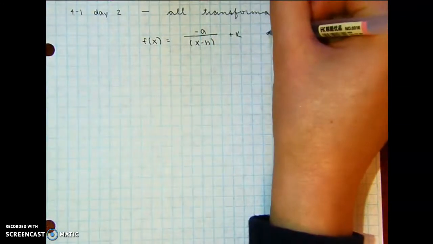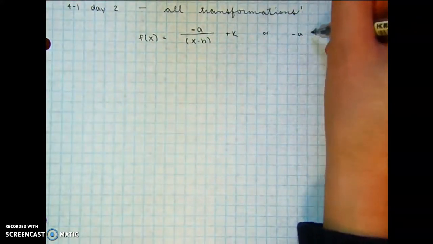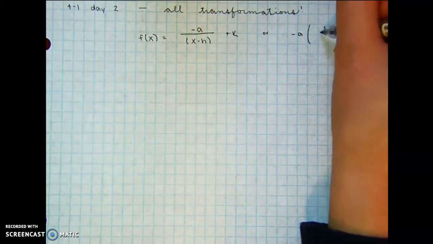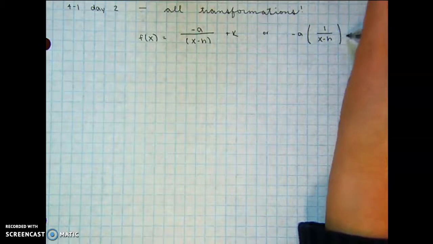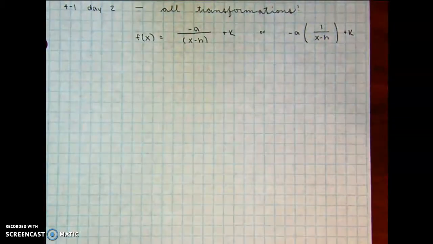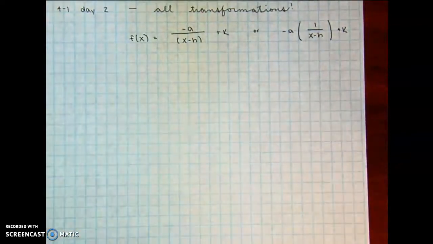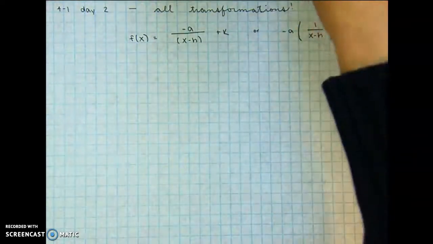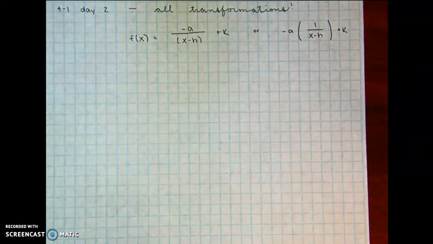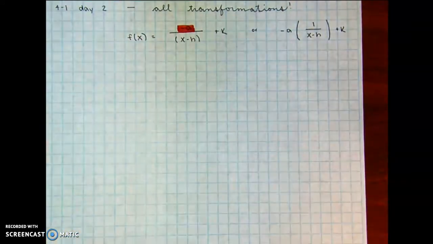You could also write it this way, with your negative a on the outside and then in parentheses have 1 over your x minus h. This is helpful if you have a fraction. So what are a, negative a, h, and k? Well, you did learn this once before, so let's go over it.